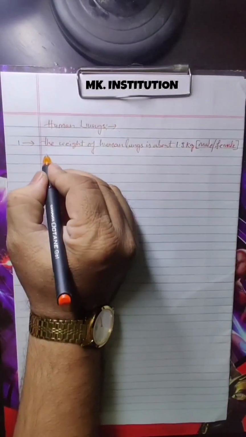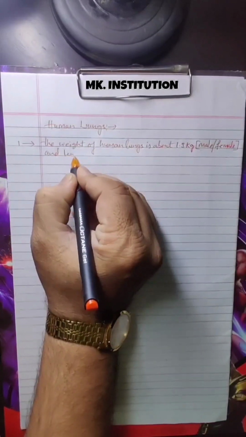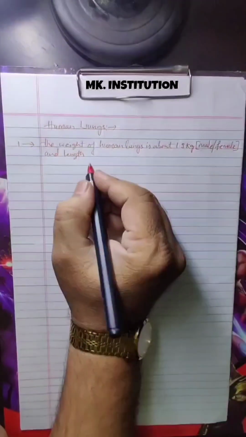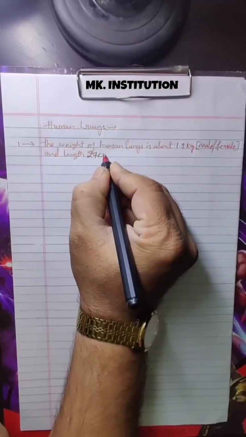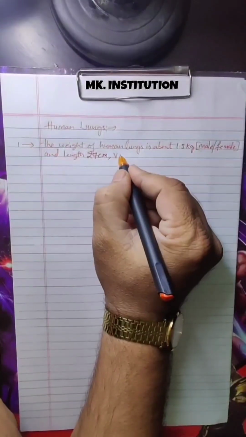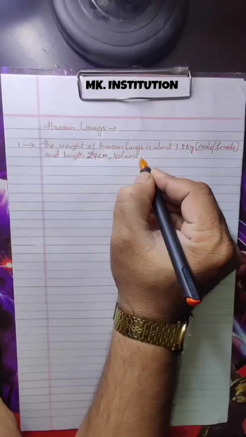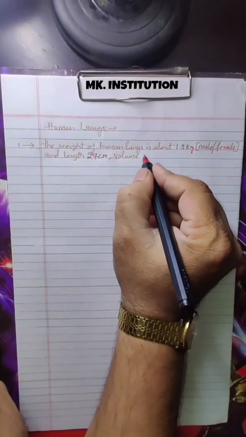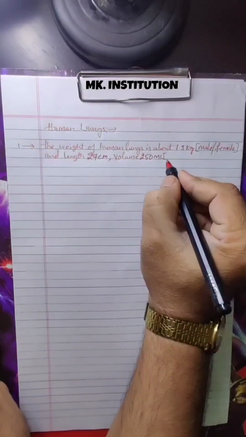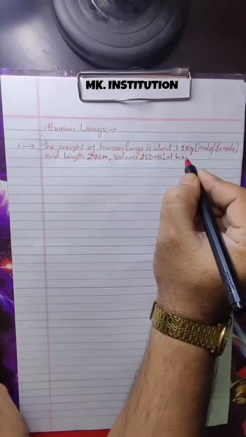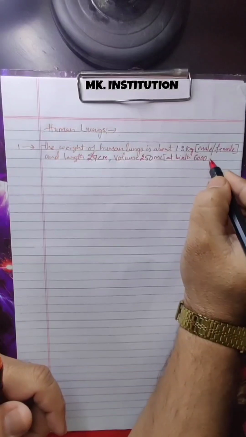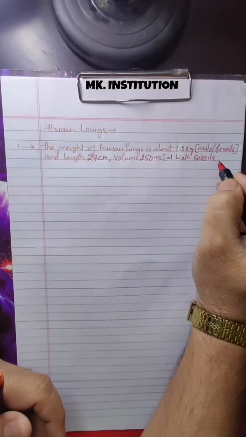And the length is about 27 centimeters. And the volume is about 250 ml at birth, and nearly 6,000 ml in adults.